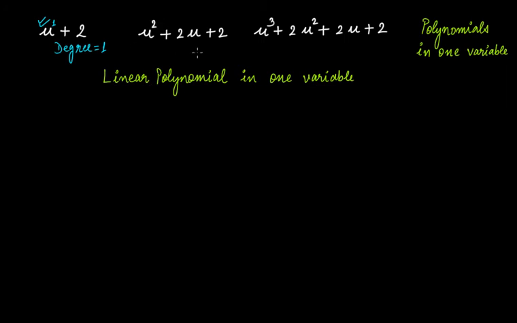Why is this polynomial not a linear polynomial? Because its degree is 2, because of these two terms, 2u and u squared, this term has the power whose exponent is 2, right? So its degree is 2. In the same way, its degree is 3, because this term contains the power of the variable u that has the exponent 3. So degree 1, degree 2, degree 3, therefore that makes this polynomial a linear polynomial in one variable.